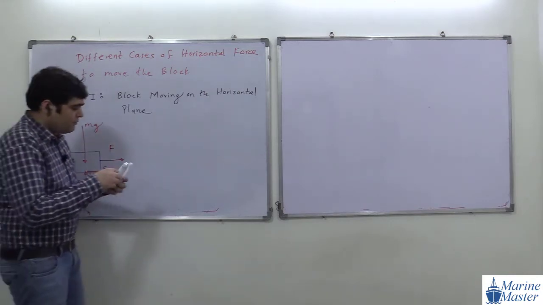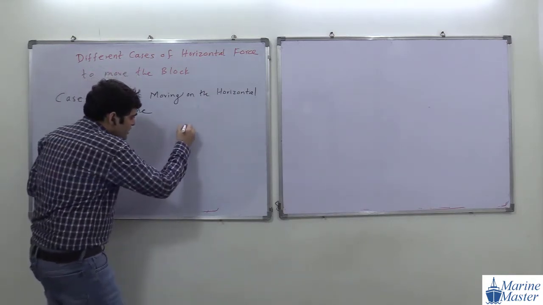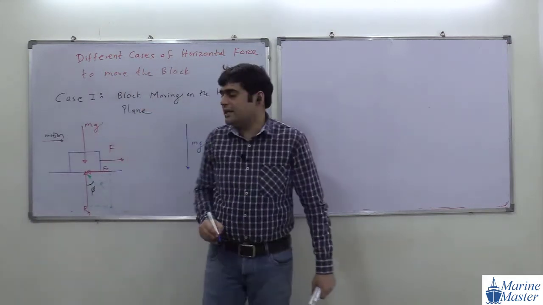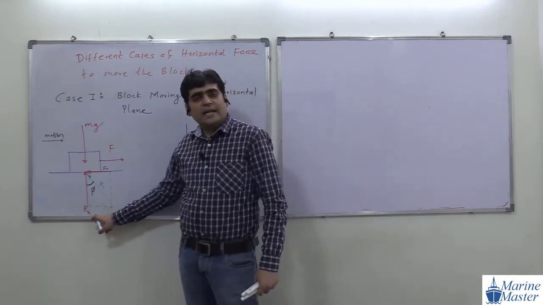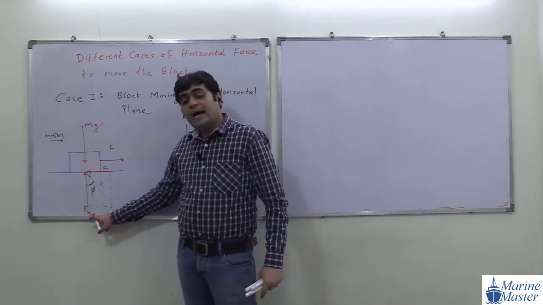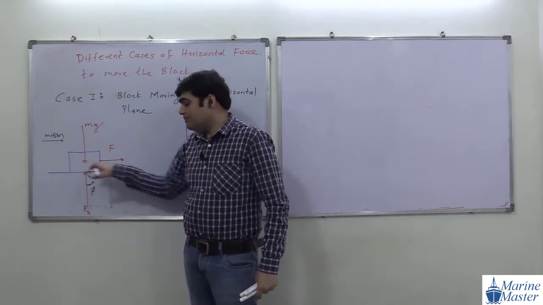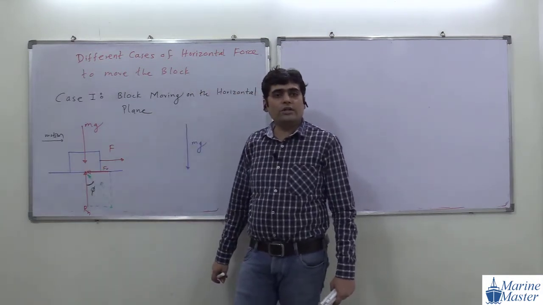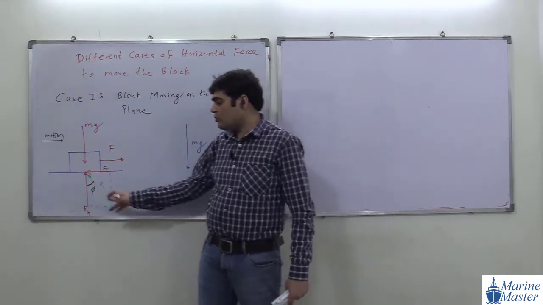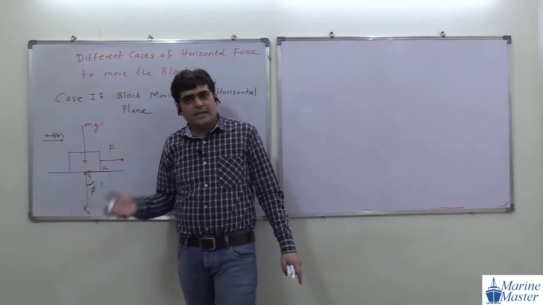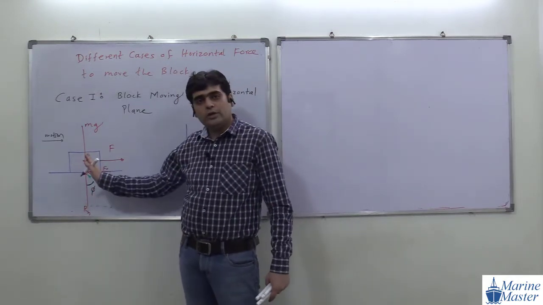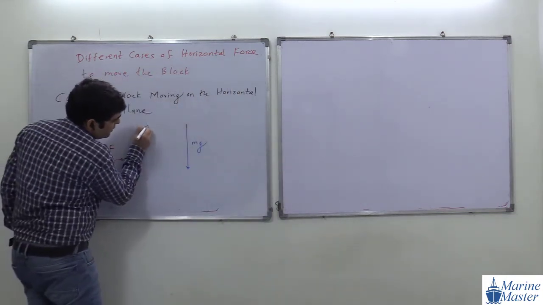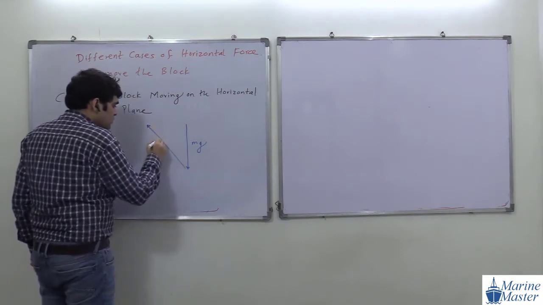our basic weight. Weight is vertically downward, mg. Then see here Rn. Rn and vertical are the same because the plane is horizontal, so the normal reaction perpendicular to the plane and the vertical are both the same. So here I am going to draw one R.